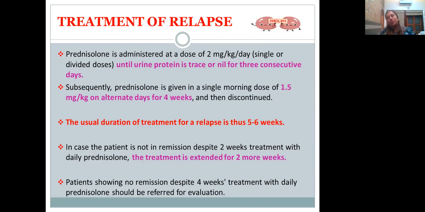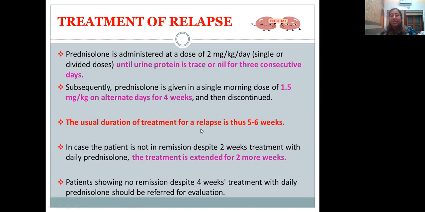Usually, for the urine protein to become trace or nil in case of a relapse, it takes up to 2 weeks. So this initial daily therapy of 2 mg per kg usually takes place up to 2 weeks, and then after that there is an alternate day therapy for 4 weeks. Therefore, the usual duration of treatment for a relapse is around 5 to 6 weeks. Basically, in relapse, the proteinuria can start subsiding, and the child can go into remission from around 5 days to 2 weeks.